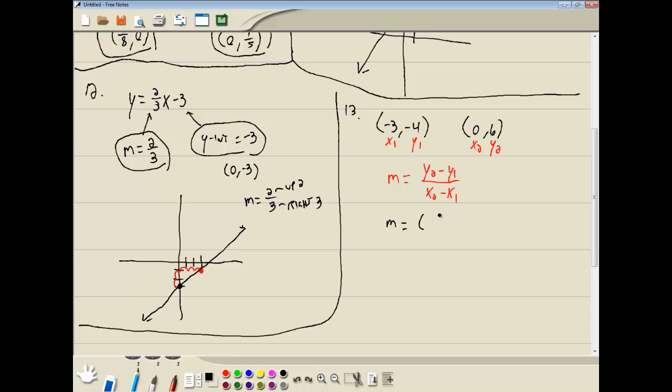Probably always a good idea, if you mess up on signs, to go through and put parentheses in for your variables before you plug in your numbers. Well, we said y2 is 6, y1 is -4, x2 is 0, and x1 is -3. Negative becomes positive, so that becomes 6 plus 4. And down here, negative becomes positive, so this becomes 0 plus 3, which gives us m is equal to 10/3.